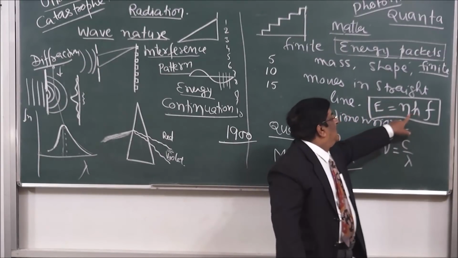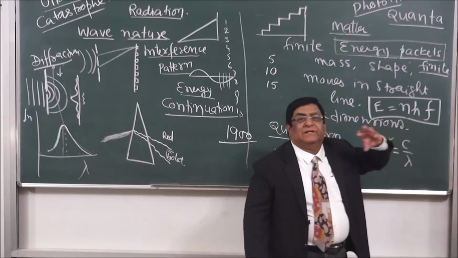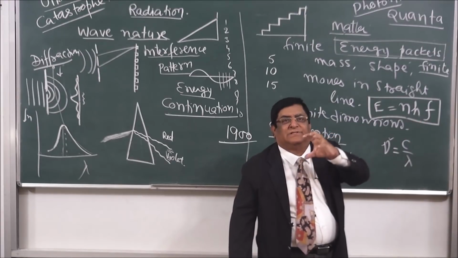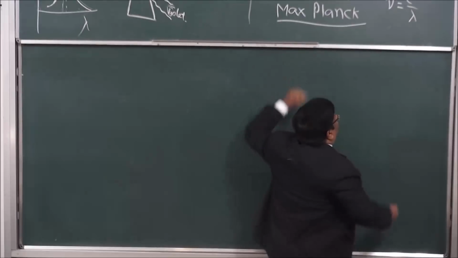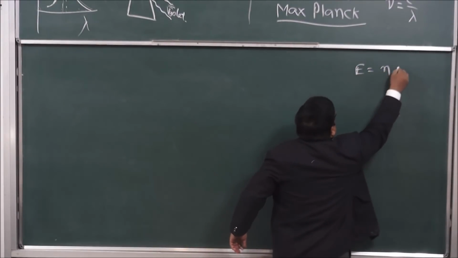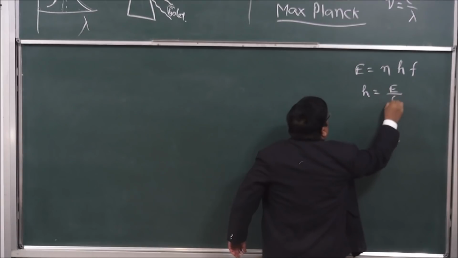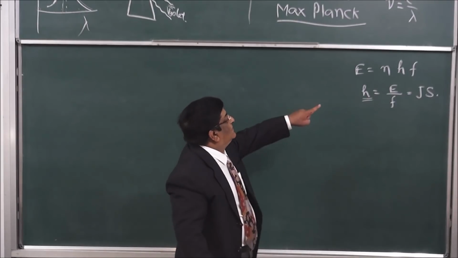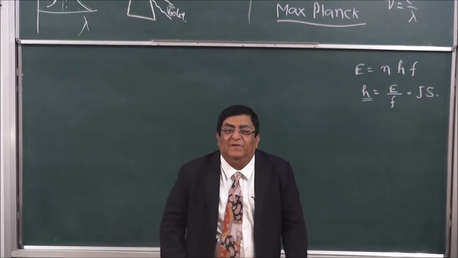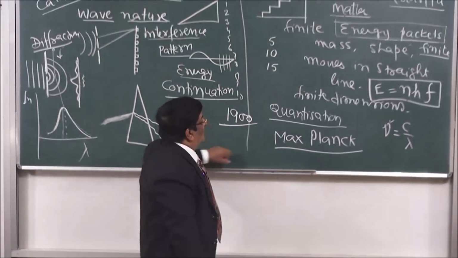What does it give? n is an integral number, h is the Max Planck constant, and f is the frequency of that energy which is inside that packet. Now, what should be the unit of h? Energy equals n h f, so h is energy upon frequency. Frequency is per second, so the unit is joule second. So h is Planck's constant, in joule seconds. Joule is energy.